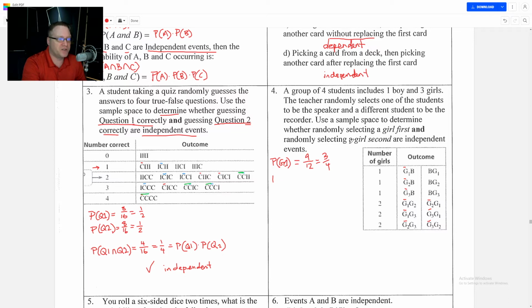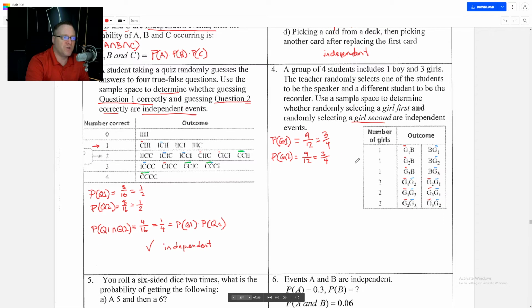Next, we also want to know getting a girl second. So what's the probability of getting a girl in the second spot? Let's see. I'm going to use a different color, I'll use blue here. Let's find all the ones that have a girl in the second spot. This one does, this one does, this one does, this one does, this one does, this one does, this one does, this one does, and this one does. 1, 2, 3, 4, 5, 6, 7, 8, 9. So again, we have 9. So the probability of getting a girl in the second spot is 9 over 12, which is 3 over 4.